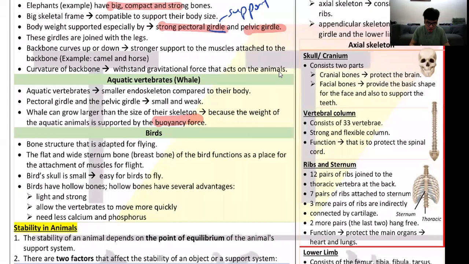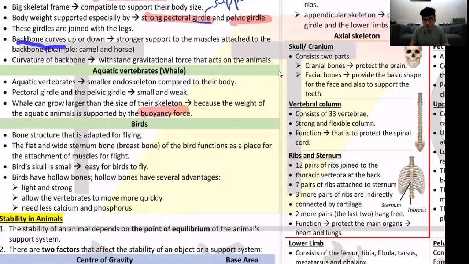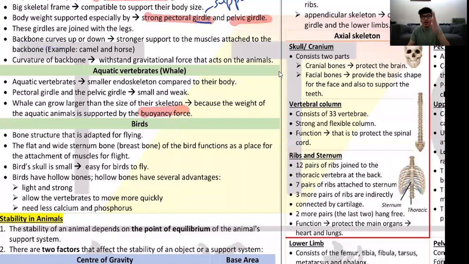All right, and of course, your backbone is curved. Okay, your backbone is not straight, your backbone is curved. Why? Because when something is curved, it can support more weight. That's just the nature of it. That's why you see bridge supports are curved. You don't see a straight bridge support. You see the frame is like a curve there.